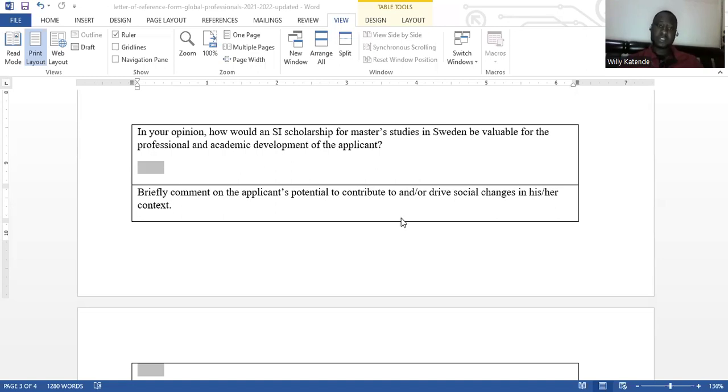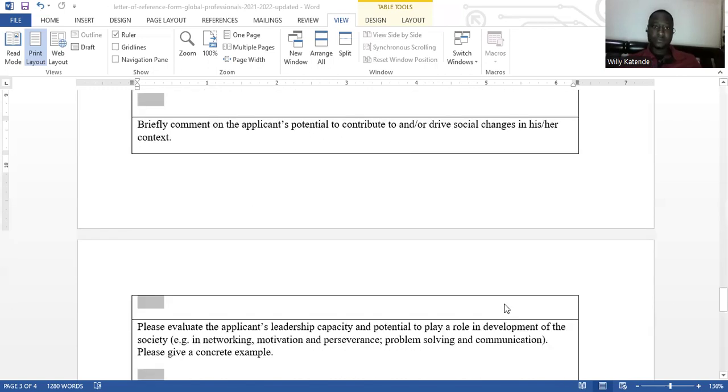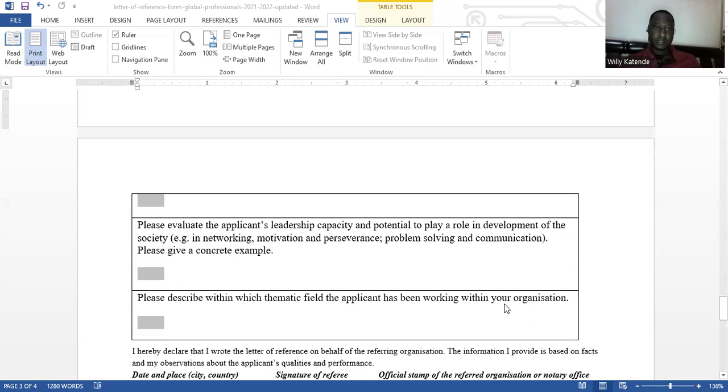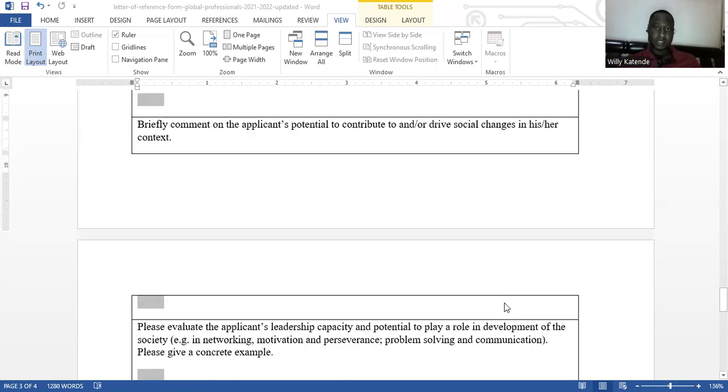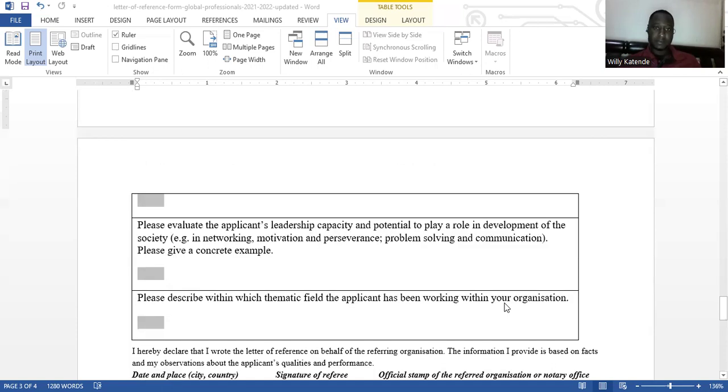So for you to be able to win this scholarship, you have to be able to drive social changes in your own way, where you work. Do you have the potential to drive social changes, to stick to something which is right and be able to cause a change in your community? These are some of the things that they are looking for. So this question is very important. Your referee has to recommend you that you are able to do that, and they have to, if possible, give examples of how you are able to do that.